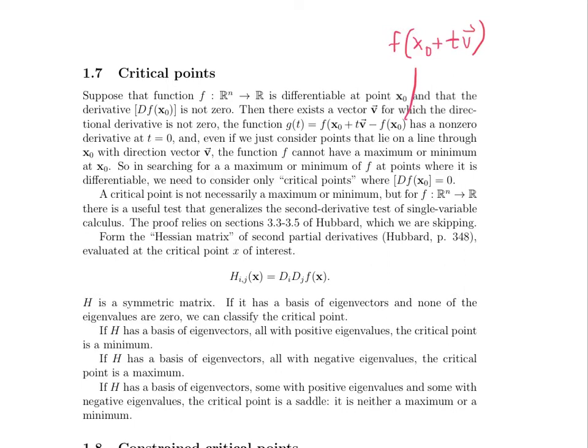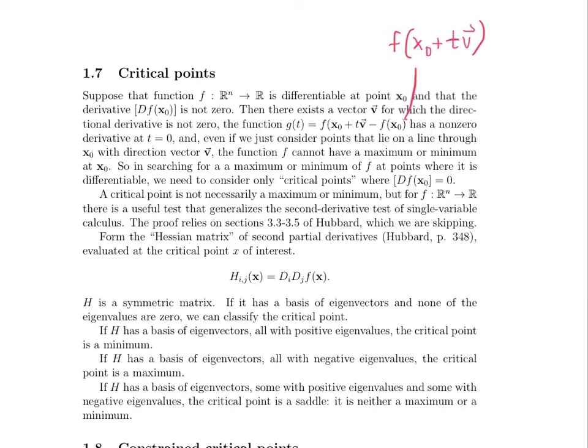So basically, in searching for a maximum or a minimum of this function at points where it is differentiable, we really are looking for points where the derivative of f is equal to 0. Those are what we call critical points. A critical point is not necessarily a maximum or a minimum, but there's a useful test that generalizes the second derivative test of single variable calculus.